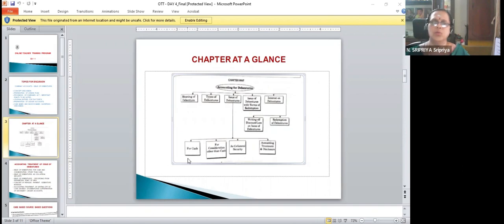Now coming to the chapter map. So accounting for debentures: you have basically the meaning of debentures, types of debentures, then issue of debentures for cash, for consideration other than cash, and debentures issued as collateral security, and accounting treatment and disclosure. How are we going to disclose debentures in the books of accounts? Then you have issue of debentures with terms of redemption, then interest on debentures. Other than that, you have writing off of discount or loss on issue of debentures and redemption of debentures. This is the total concept of debentures.